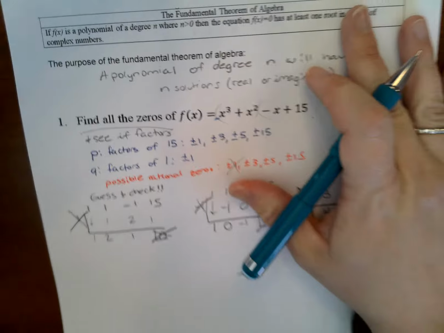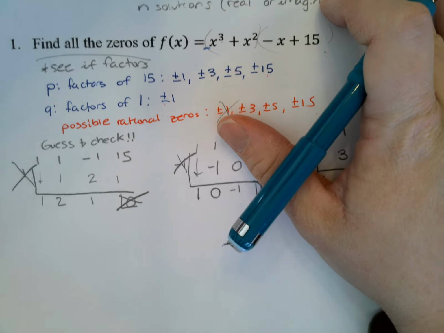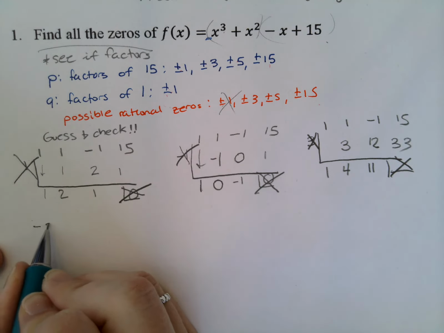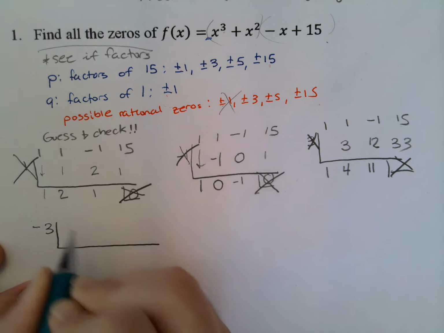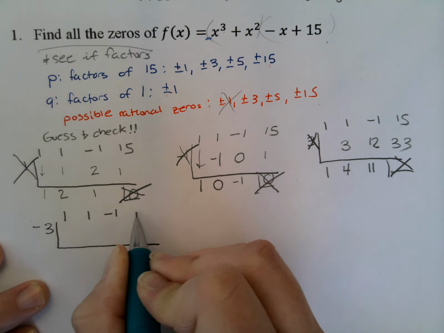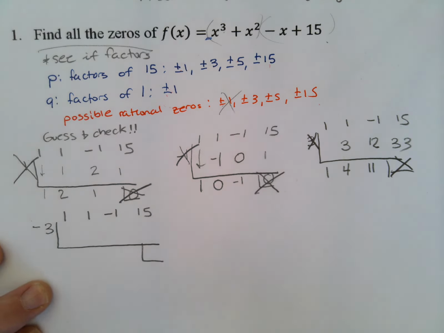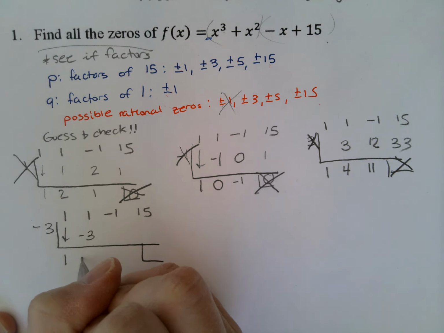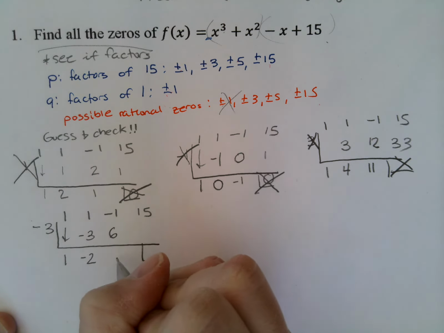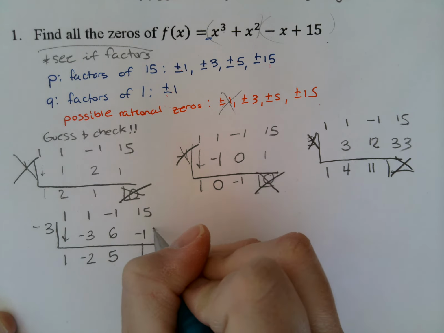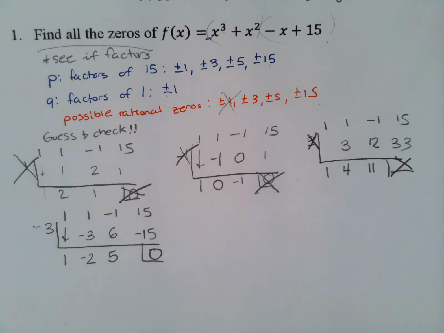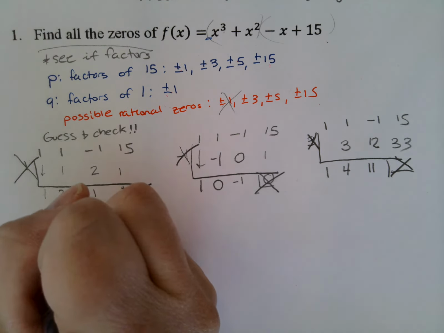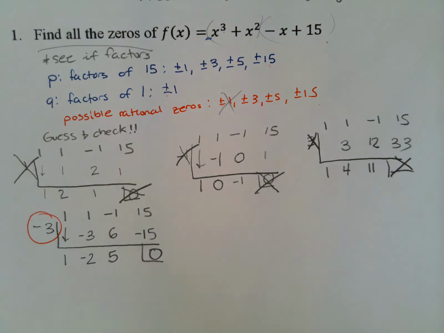So let me move this down. So I'm going to do negative 3. 1, 1, negative 1, 15. All right, so my first step, I drop the 1. I multiply, add, multiply, add, boom. I found the one that worked. So I know this is my winner. Out of all the ones I've tried, I finally found one that gave me a remainder of 0.